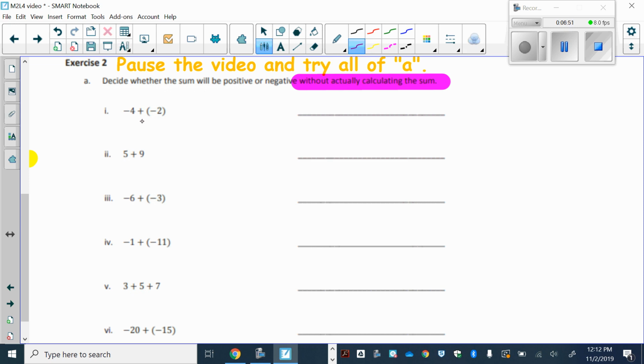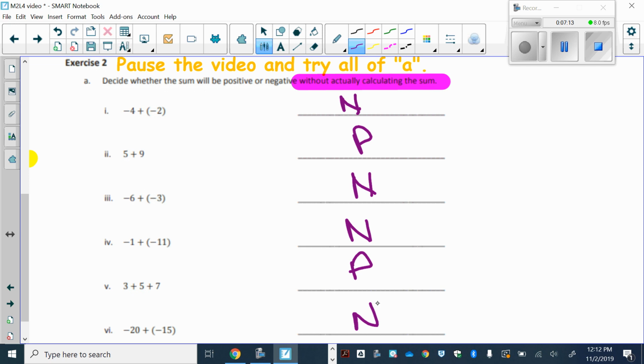All right, a negative plus a negative is negative. A positive plus a positive is positive. A negative plus a negative is negative. A negative plus a negative is negative. A positive plus a positive plus a positive is positive. Negative plus a negative is negative.